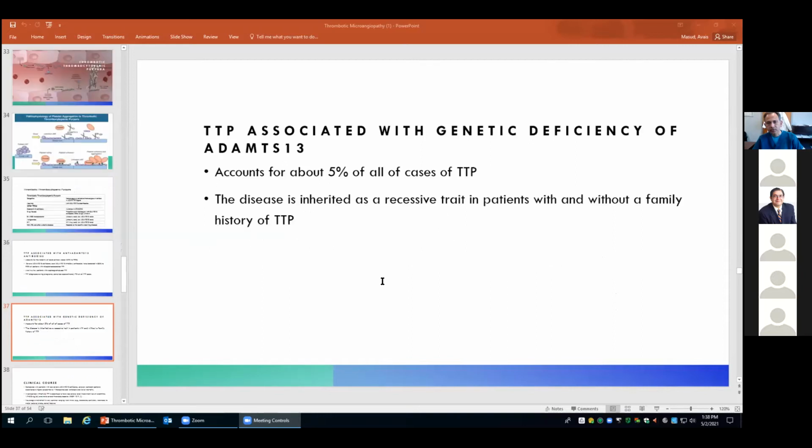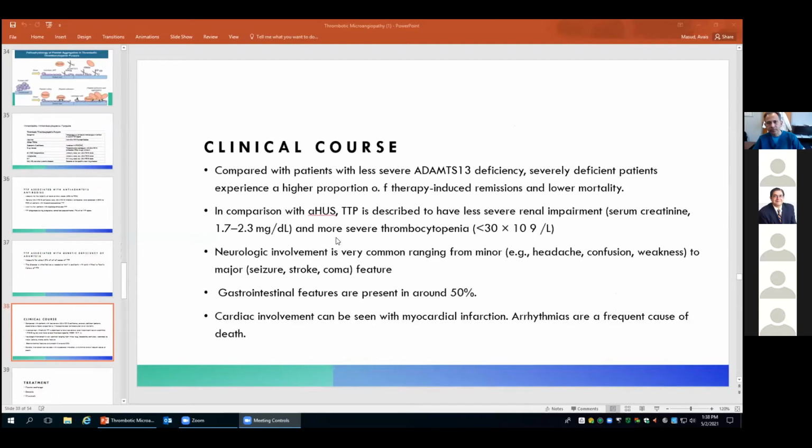So same thing we just spoke about. About 5%, the genetic deficiency of that enzyme can lead to this condition. So it's a very serious condition and can be managed if diagnosed and picked up early. So it is very important to diagnose this patient very early. And when you suspect a patient has TTP, then plasmapheresis, plasma exchange, should be done within 24 hours.